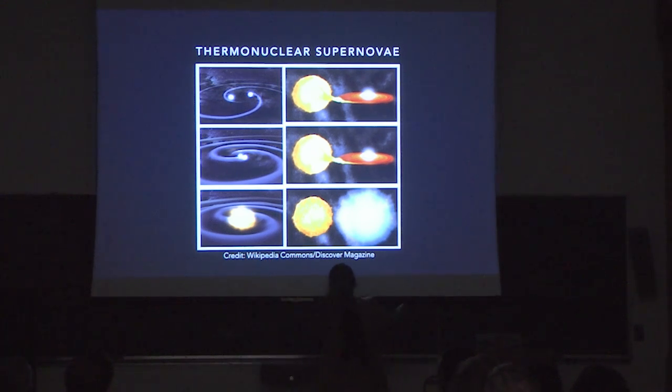So that can happen by pulling mass from a regular star as a companion. It can also happen when two white dwarfs merge together. So there are different possibilities there. But when a white dwarf explodes, that's called a thermonuclear supernova.